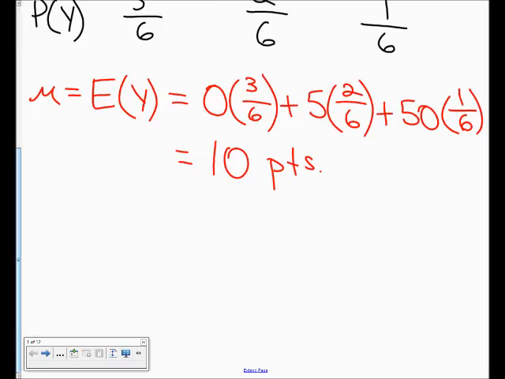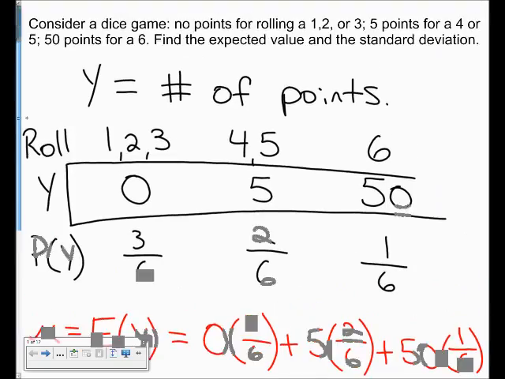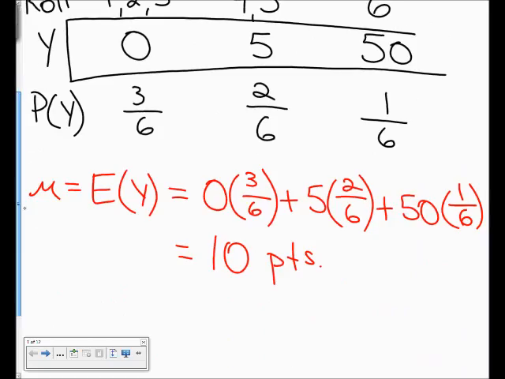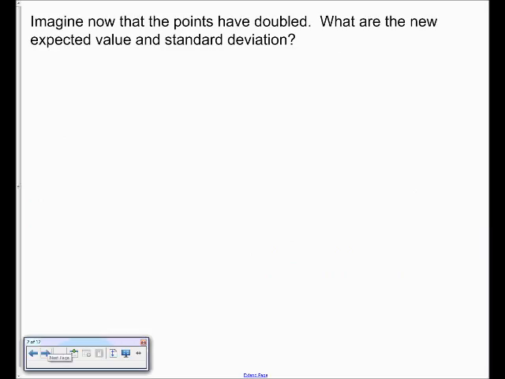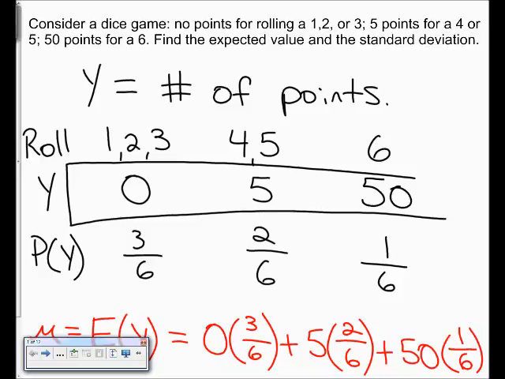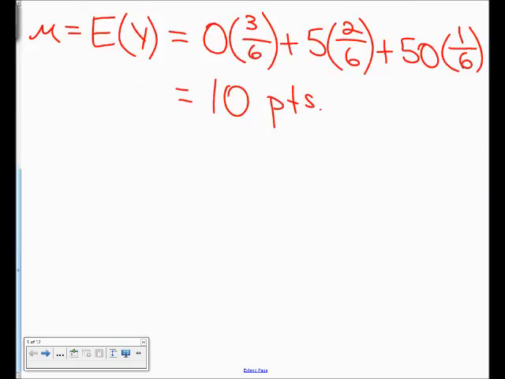Okay, and then it also says that it wants us to find the standard deviation. So go ahead and just let that sink in for a little bit. It asks us to find the expected value. We found all of that in this little table here that I made. We found all of the possible outcomes of our random variable, and then multiplied them by the likelihood of them happening. All right, so we get 10 points for our expected value. I'm going to keep going and extend the page because I need to find the standard deviation.